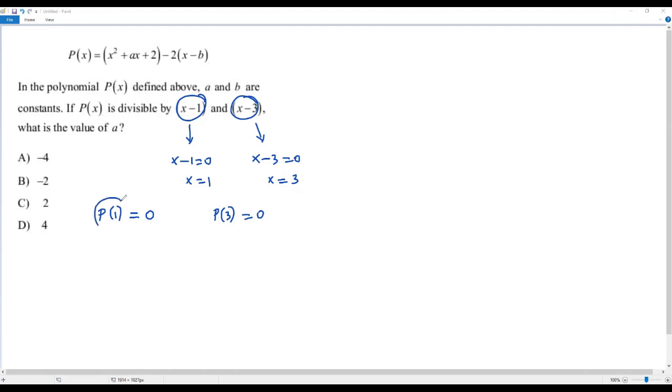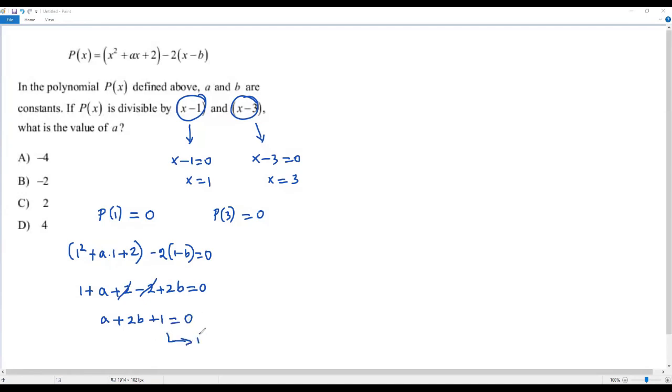Okay, now to get P of 1, I have to plug in this 1 for x in the expression that we have for P of x. Then I am getting 1 squared plus a times 1 plus 2 minus 2 times (1 minus b) equals 0. Here the value of 1 squared is 1, and a times 1 can be written as just a, plus 2. Now we can distribute this negative 2 to the 1 and negative b. Then I am getting minus 2 plus 2b equals 0. Here the plus 2 and minus 2 will become 0. We can write a, then plus 2b, and then this constant 1, equals 0. Now let me consider this as equation number 1.